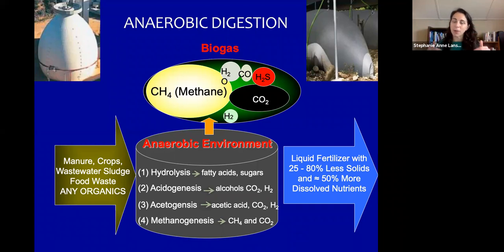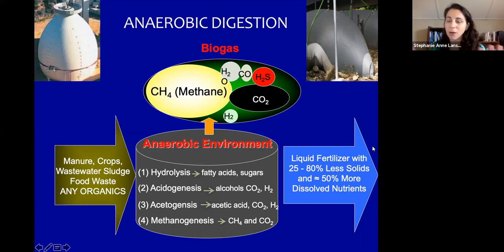And then it's a stepwise process to break down those organics into smaller chains, which are finally used by the methanogenesis. So it's a 4-stage process where they produce methane. Methane is the biggest part of the biogas, but there are other constituents as well in this gas that's produced from this process.